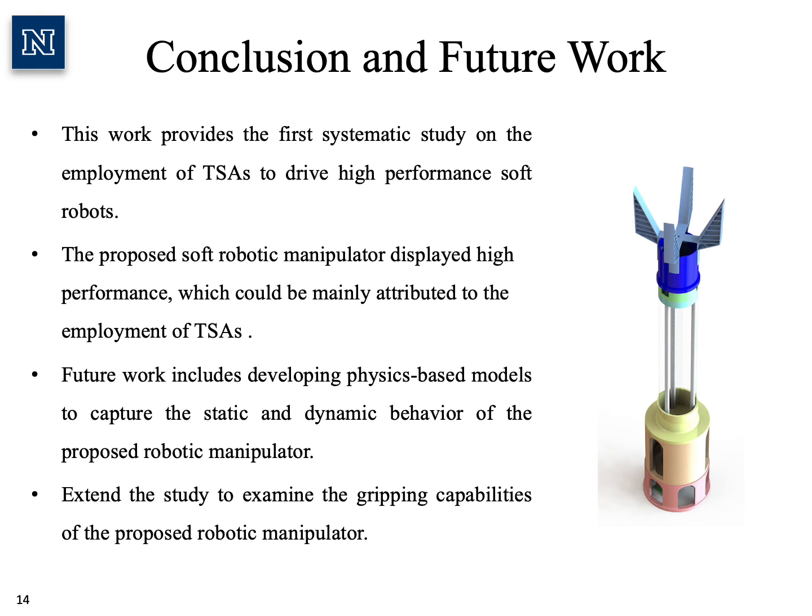As a part of future work, we plan on developing physics-based models to capture the static and dynamic behaviors of the manipulator. The models will be developed using existing TSA models which have been studied extensively. Furthermore, we plan on extending this study by attaching a soft gripper to the tip of the manipulator and investigate its grasping and manipulation capabilities. Lastly, the study could be extended to cover other types of common soft robot structures such as soft mobile robots, continuum robots, and soft robotic grippers.